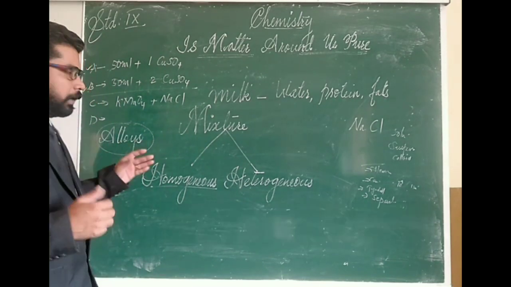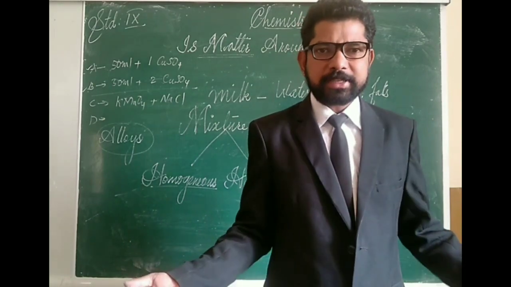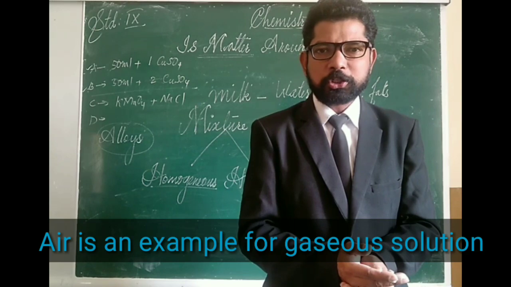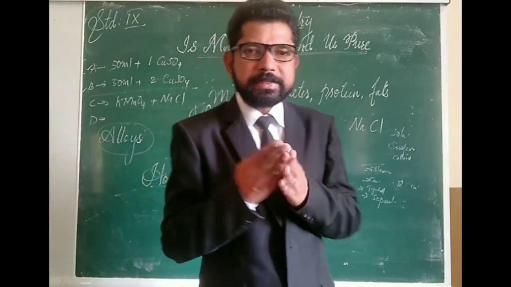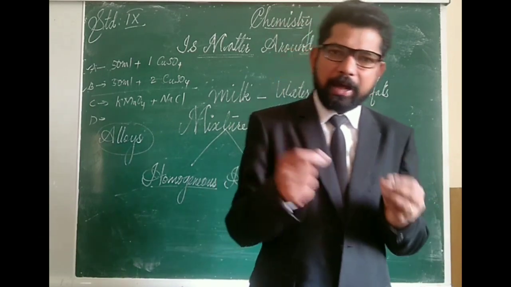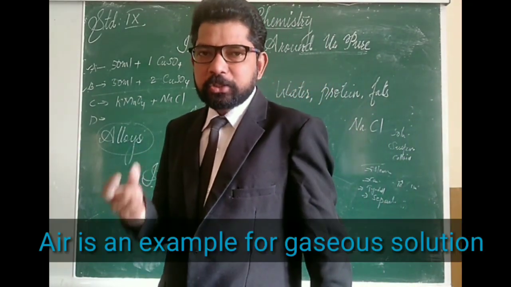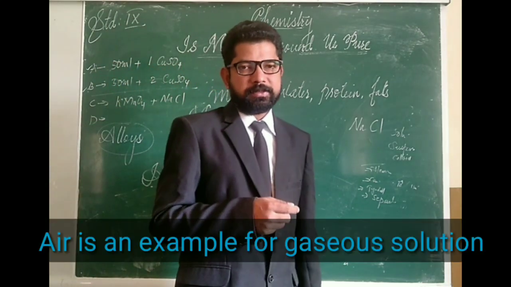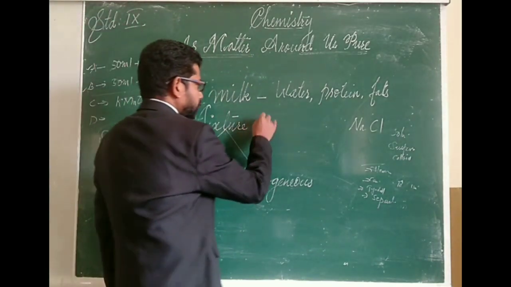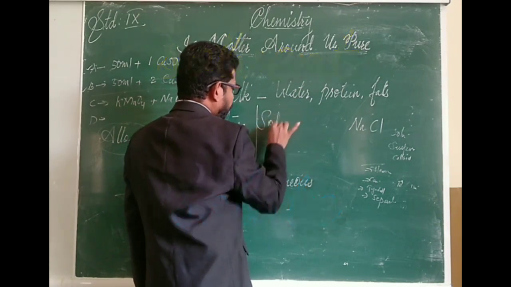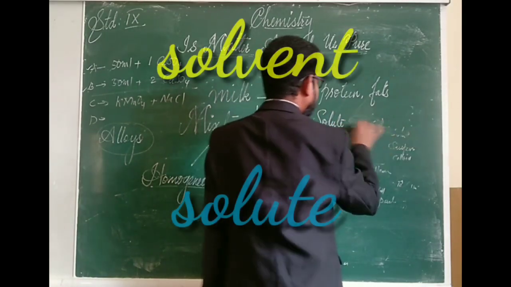A solid solution. And air: air is a mixture, and air is a homogeneous mixture. As air is a homogeneous mixture, we can call it a solution, because air contains nitrogen, oxygen and carbon dioxide, and its composition is the same everywhere. So it is a homogeneous mixture, as well as a gaseous solution, or a solution in the gaseous state. Hope it is clear. A solution contains two parts: solvent and solute.